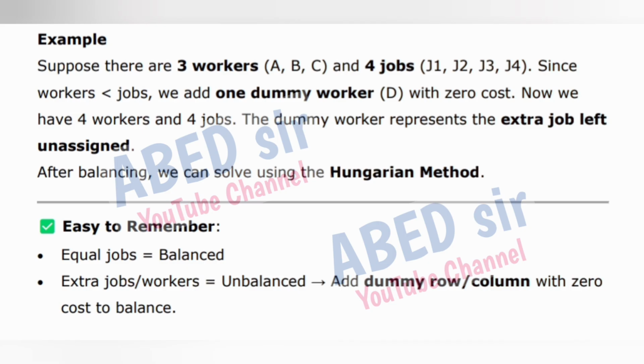Example: suppose there are 3 workers A, B, C and 4 jobs J1, J2, J3, J4. Since workers are fewer than jobs, we add one dummy worker D with zero cost. Now we have 4 workers and 4 jobs. The dummy worker represents the extra job left unassigned. After balancing, we can solve using the Hungarian method. Easy to remember: equal jobs and workers is equal to balanced. Extra jobs or workers is equal to unbalanced; add a dummy row or column with zero cost to balance.